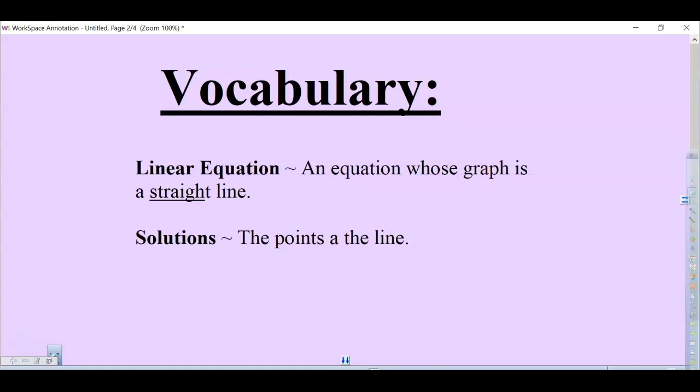The other vocabulary word that we'll need to be familiar with is solutions. Now, what is a solution itself? A solution is a single point on a linear equation or on the line. Okay? Our solutions are going to be the plural form of that. So just the points on our linear equation line.